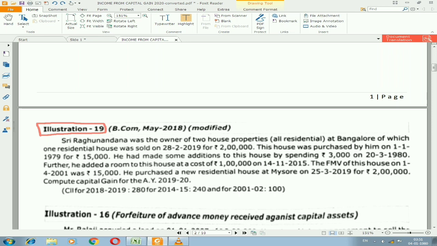This house was purchased by him on 1/1/1979 for rupees 15,000. So this particular house, which is purchased before 1/4/2001, you can see the date, was purchased on 1/1/1979 for rupees 15,000. He had made some additions to his house property by spending 3,000 on 23/1980. So he had done one addition in the year 23/1980. It is also before 1/4/2001.